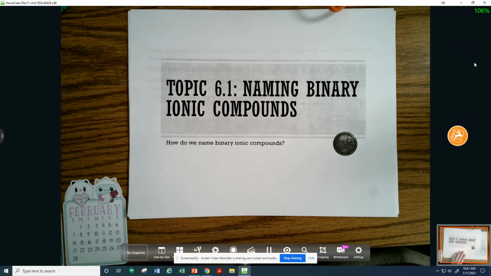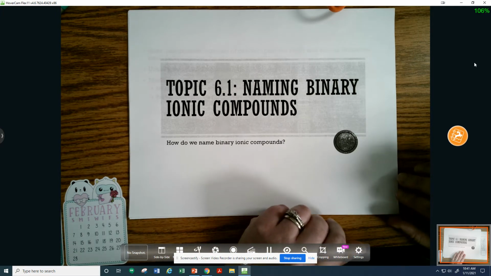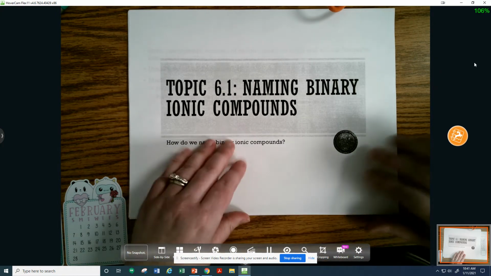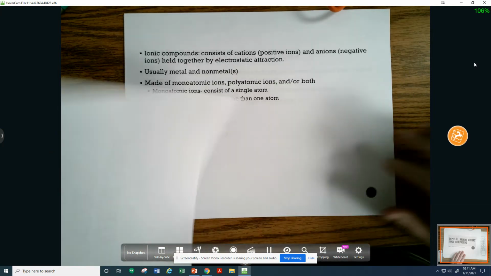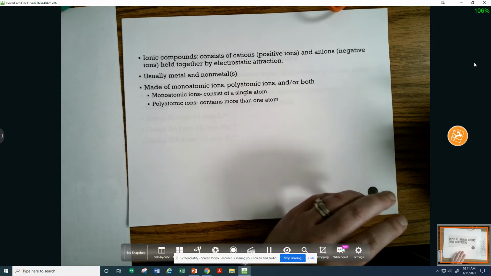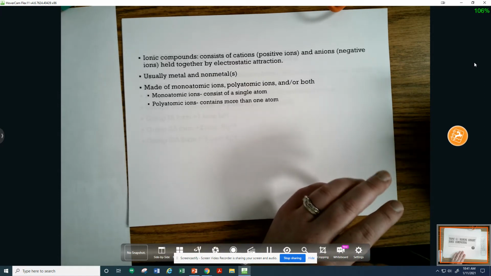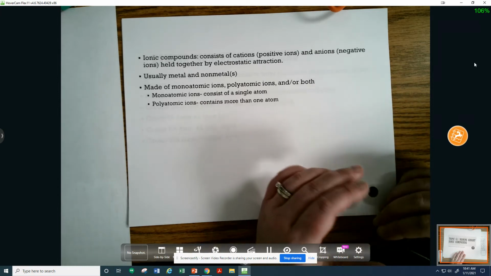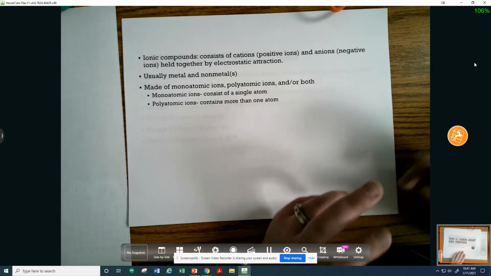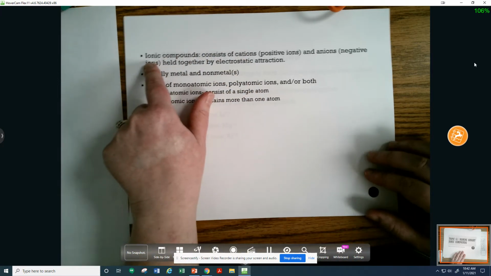We're going to dive right into naming what are called binary ionic compounds today. Everything has its own ways in which we name. Where we left off in Unit 5, one of the topics we covered with the periodic table was deciding whether an element wants to gain or lose valence electrons to get to that octet. And so we have what's called an ionic compound.